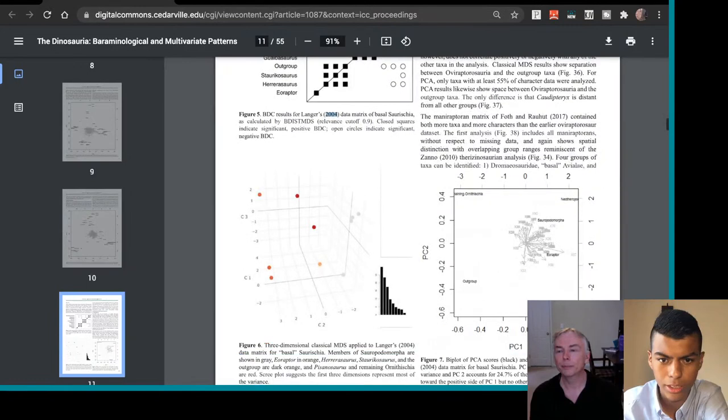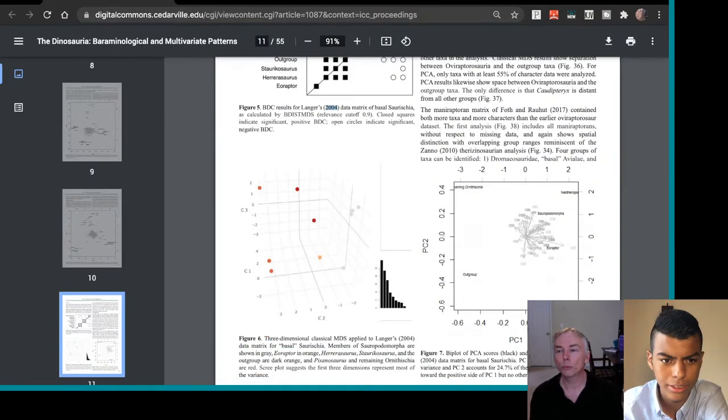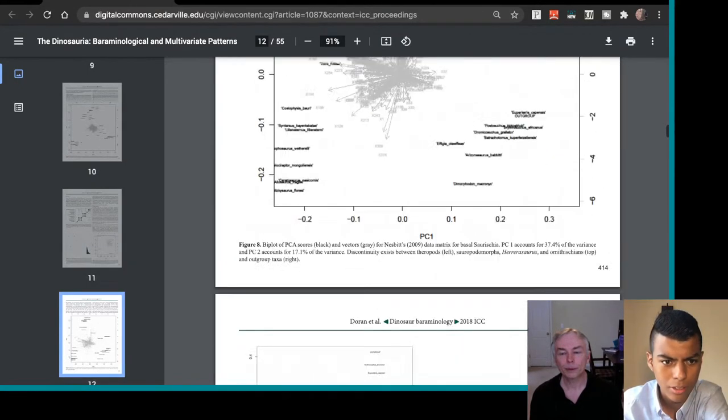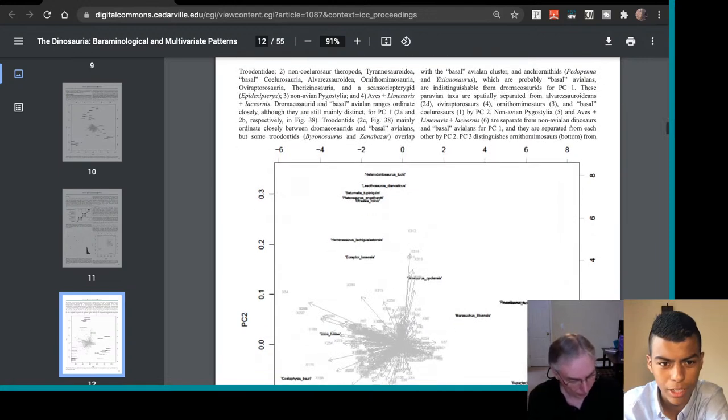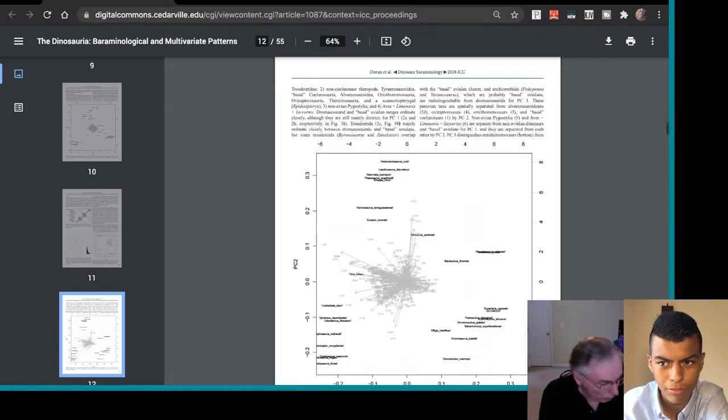Okay. And is that figure 8? Or which one goes into a little bit more detail after? All right. Let me just have a look here.